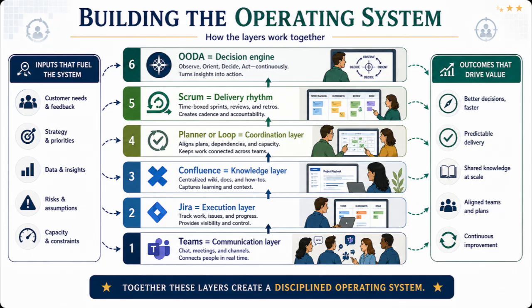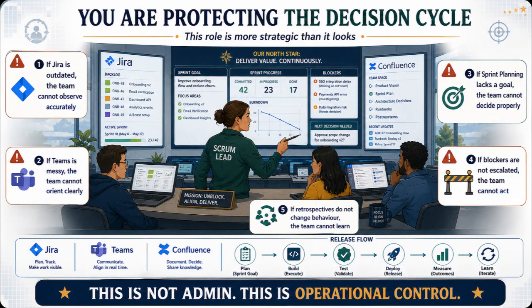The key management lesson is that Agile fails when ceremonies become disconnected from decision making. A team can run stand-ups, update Jira, attend planning, and hold retrospectives while still being strategically slow. OODA prevents that by forcing every ceremony to answer one question. How does this help the team move from information to action? For someone managing Scrum operations, Jira hygiene, documentation, release coordination, and Microsoft Teams communication, the role is therefore more strategic than it looks. You are not just maintaining admin, you are protecting the team's decision cycle.